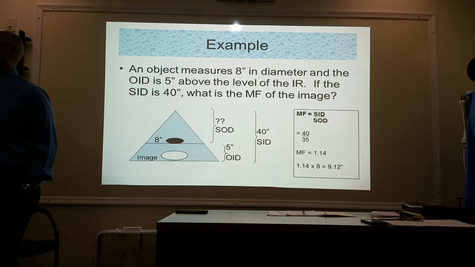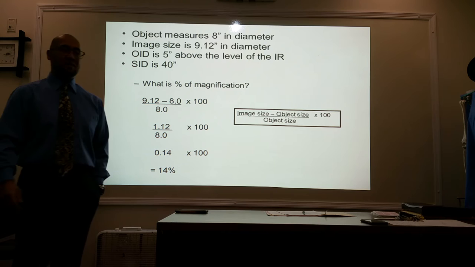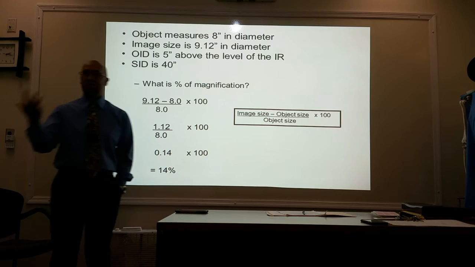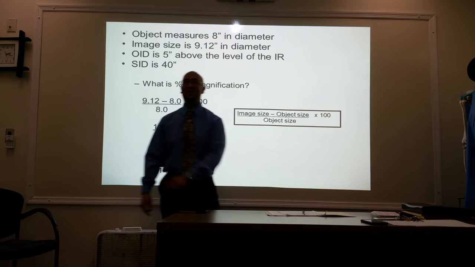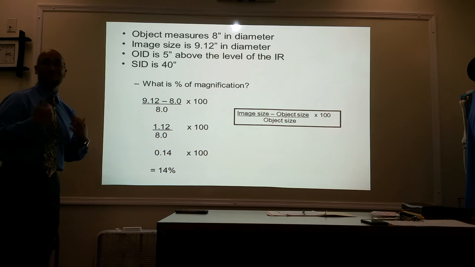Now, if I want to determine the percentage of magnification from the original size of my hand, this is the formula that we're going to use: image size minus object size, divided by object size, times 100. I'm laughing because there's a lot of stuff going on, and because I hate math. And I know you guys do too.